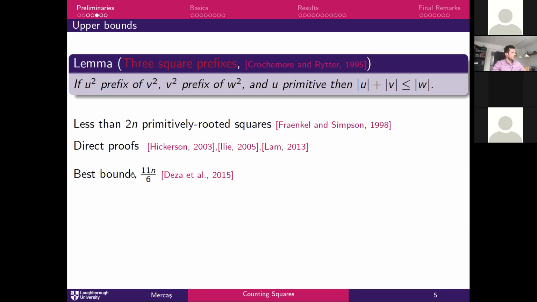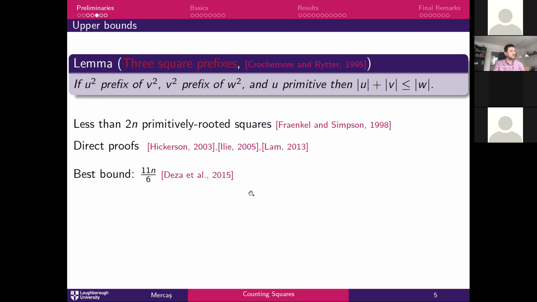Then the best known bound is 11n over 6, and it's by Deza et al. And the whole idea here was to use what they called FS double squares. So by using the three square prefixes, what you can show is that if you're going to look at the last occurrence of each of the squares that can appear in a word, when I'm talking now about a square, I'm talking about a distinct square. So if you're looking at the last occurrence of each of the distinct squares, then at no position can you have more than 2 such occurrences starting. Yeah. So if you take any position, you can't have there more than 2 last occurrences of a square starting.